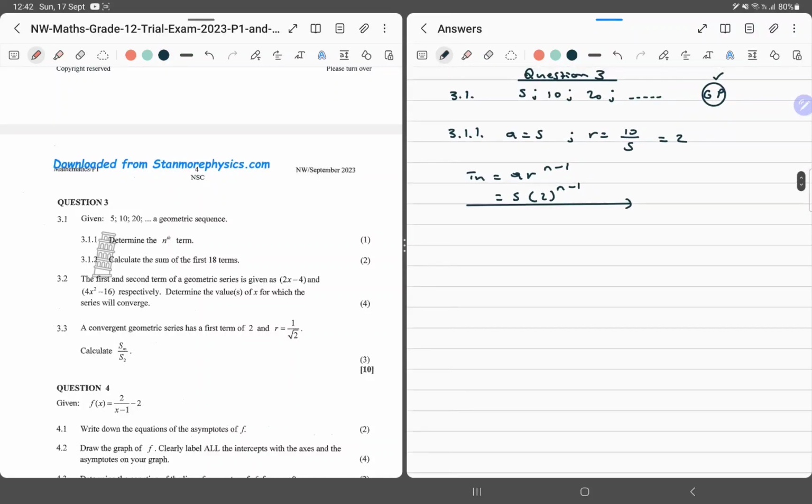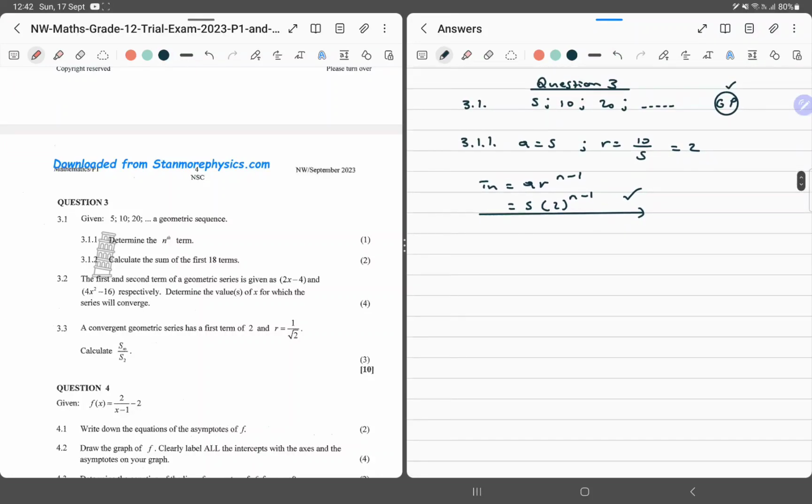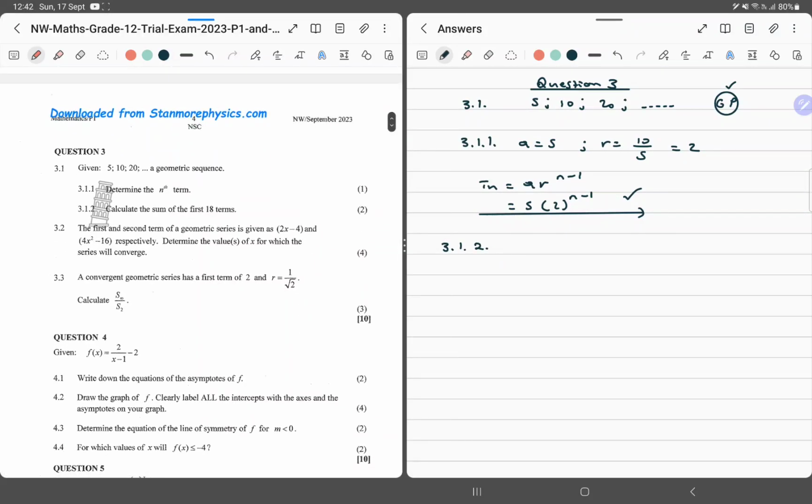Not a problem. So this is an easy one. What was important was finding the common ratio essentially. But they're just giving you 1 mark. Okay, not a problem. Maybe 2 marks would have been fair. That was 3.1.2. What is the next question?